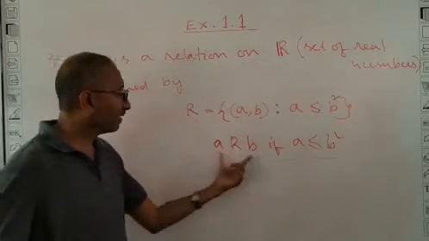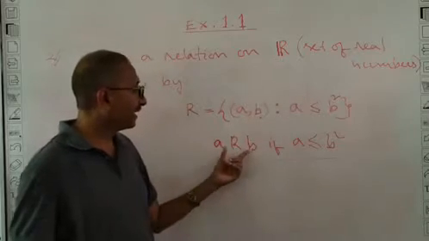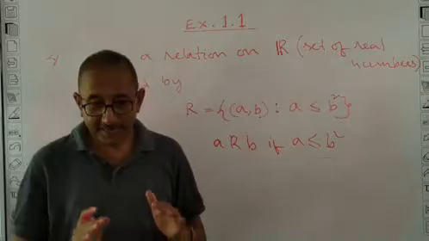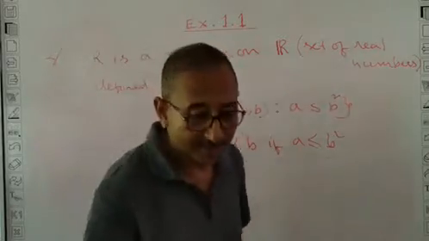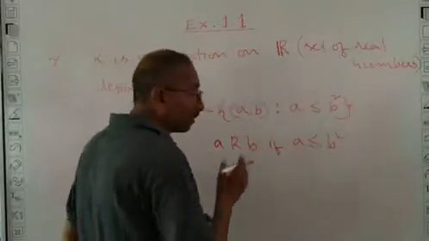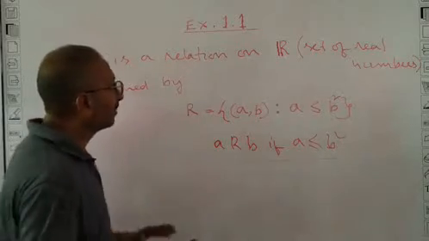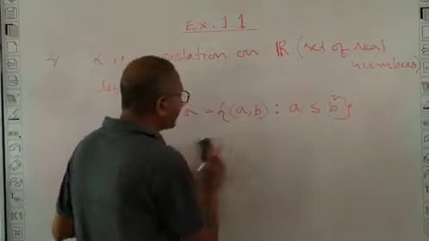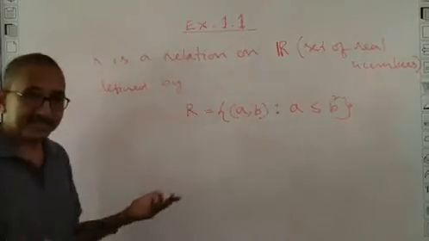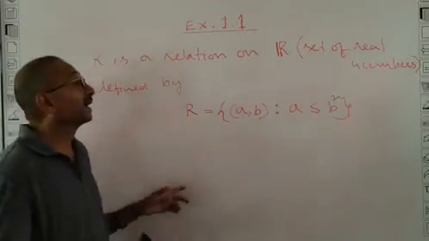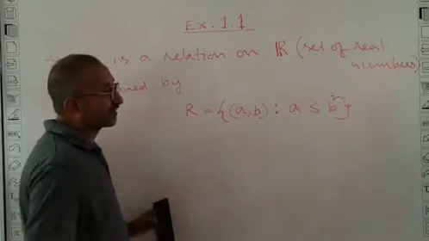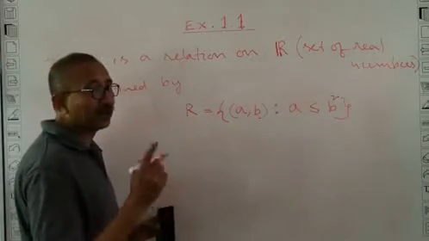That means a and b are real numbers, and a and b will be related if this holds. Real numbers means you should not think about only integers. You can think about any other number, any fraction also, integers and fractions, whatever it is. Now you are asked to show that this is not reflexive, not symmetric, and not transitive.